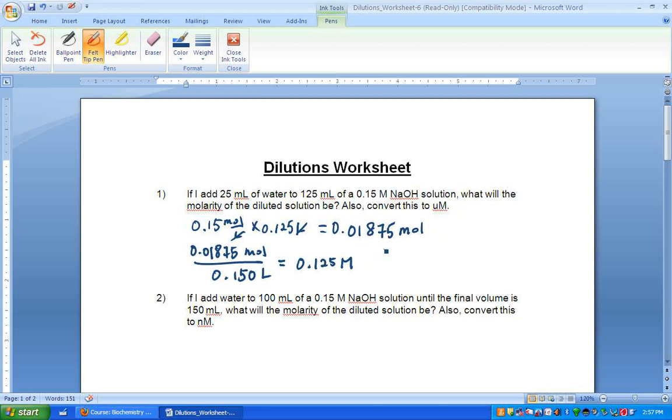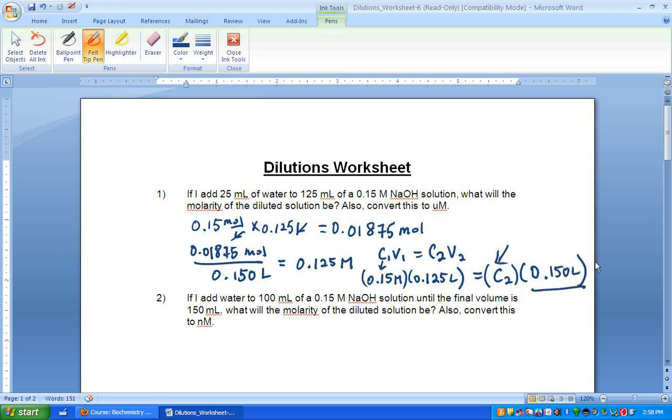Another way to look at this problem is using C1V1 is equal to C2V2, where you're letting the moles of one equal to moles of the other. So here you have concentration as 0.15 for sodium hydroxide initially. The volume is 0.125 liter. Is equal to C2, what we're trying to find, and the volume is 0.150. So that gives you the concentration for the volume of 150 milliliter. And you will see that you also get the same answer of 0.125 molarity.